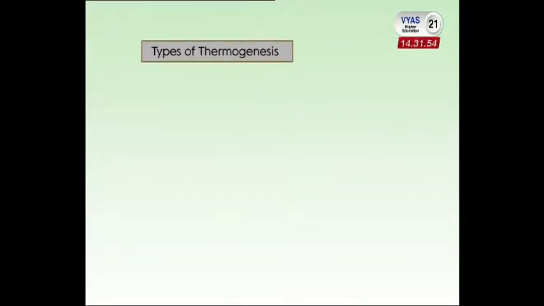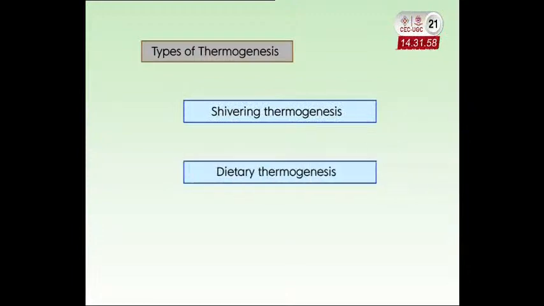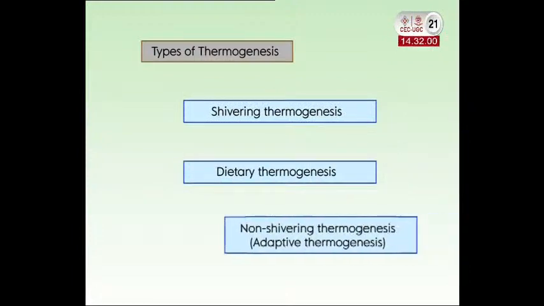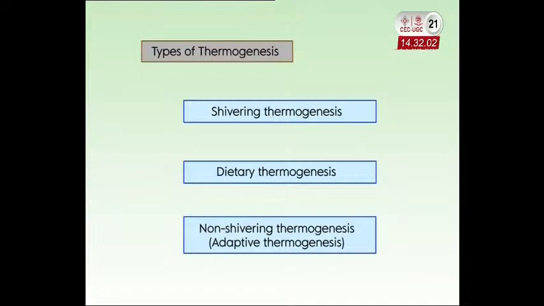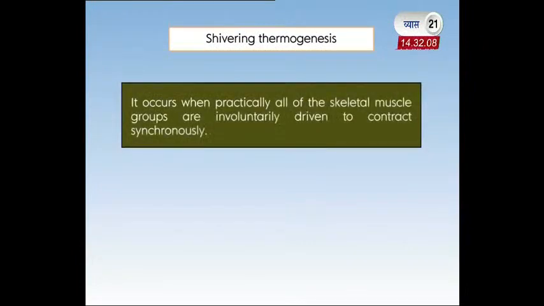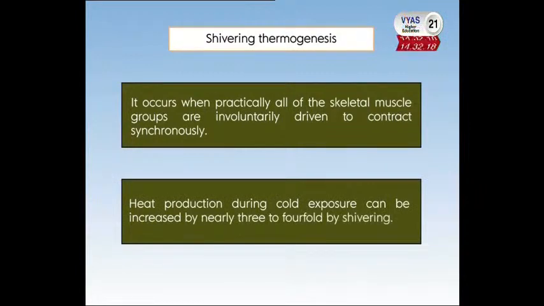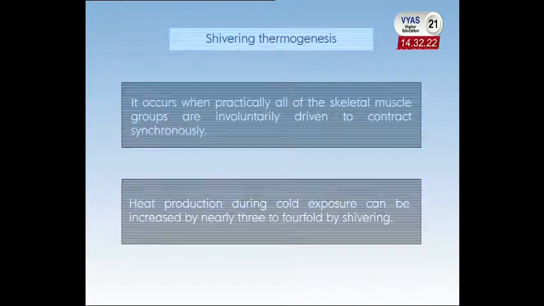There are three types of thermogenesis: shivering thermogenesis, dietary thermogenesis, and non-shivering thermogenesis or adaptive thermogenesis. Shivering thermogenesis occurs when practically all of the skeletal muscle groups are involuntarily driven to contract synchronously. Heat production during cold exposure can be increased by nearly 3 to 4-fold by shivering.